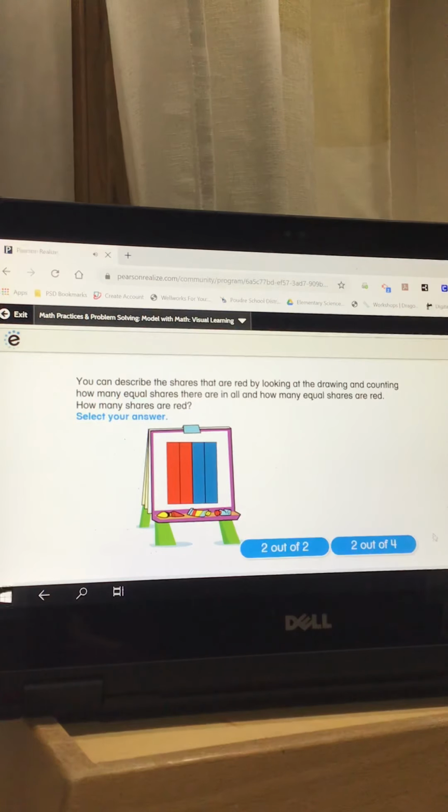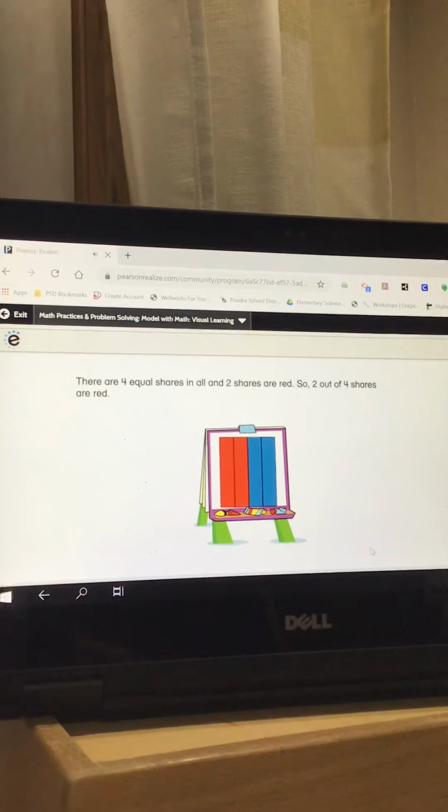Select your answer. Okay, are 2 out of 2 red? Is there only 2 red shares? No. So it's not 2 out of 2, because that's saying 2 out of only 2. Or are 2 out of 4 shares? 1, 2, 3, 4. So that's the 4 shares right there. And how many are red? 1, 2. So it's 2 out of 4. There are 4 equal shares in all, and 2 shares are red. So 2 out of 4 shares are red.